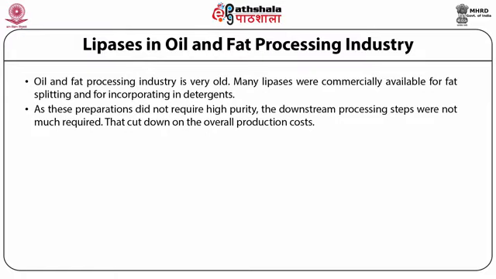As far as enzyme production is concerned, in general, a very high percentage of the production cost is at the downstream processing step. This sometimes can constitute as high as 70 to 80% of the overall production cost. So, as these preparations did not require high purity, these downstream processing costs were not involved, and that cut down on the overall production costs of these industrial enzymes.